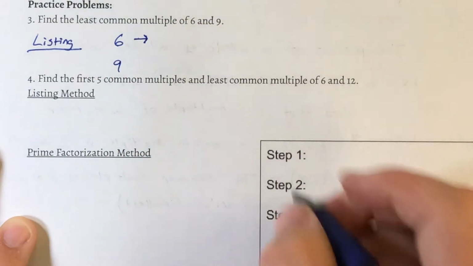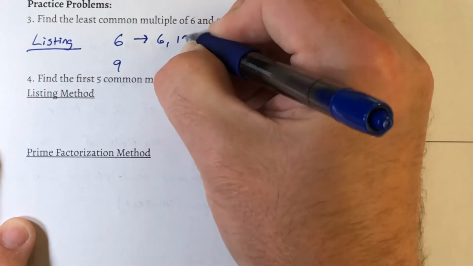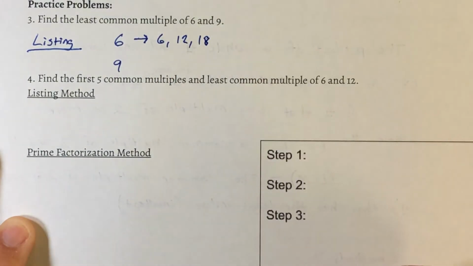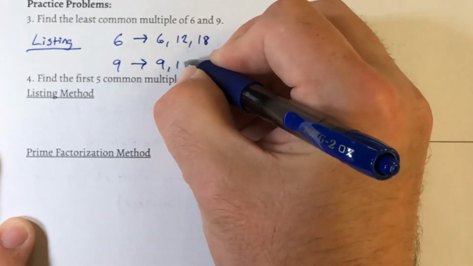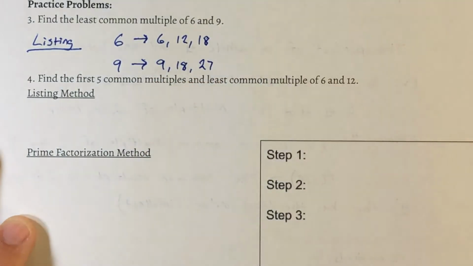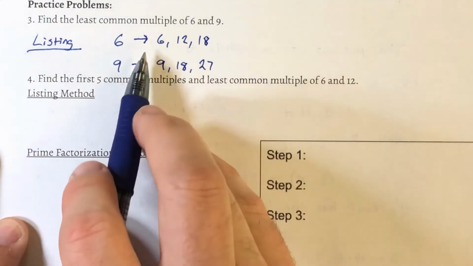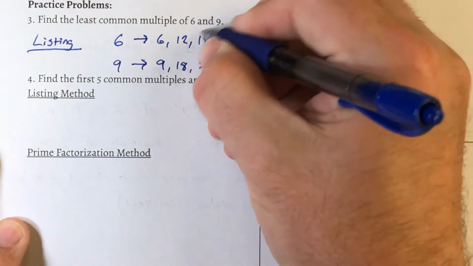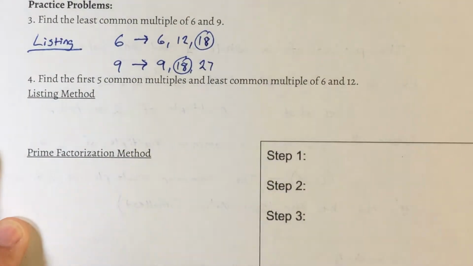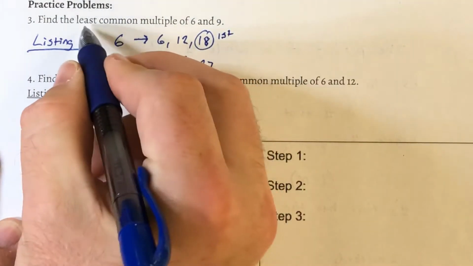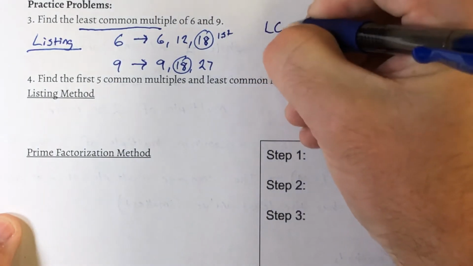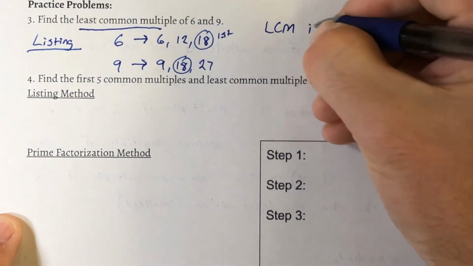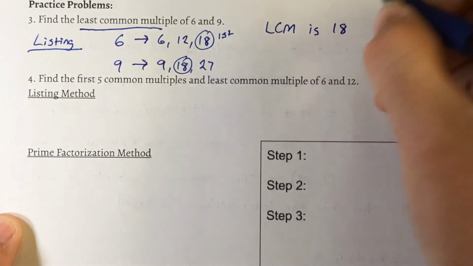Let's count the first few multiples of 6. 6, 12, 18. Let's do some for 9. 9, 18, 27. Stop and see if there are any in common. They both have 18 in common. That's the first one. And since I just want the LCM, or the smallest one, that's our answer. We get to stop and say the LCM, or least common multiple, is 18.